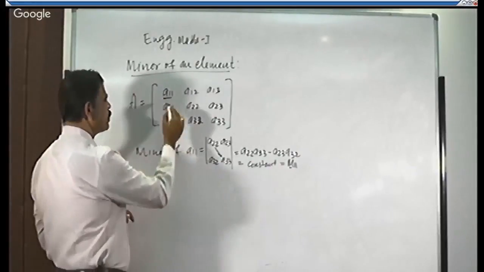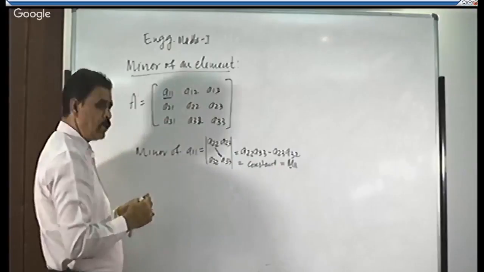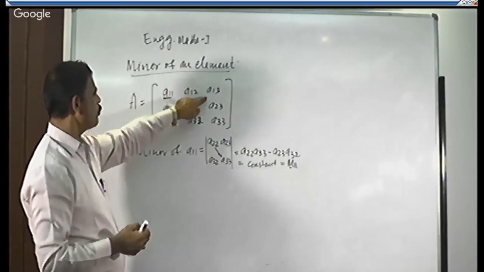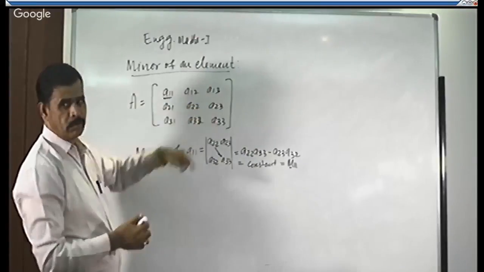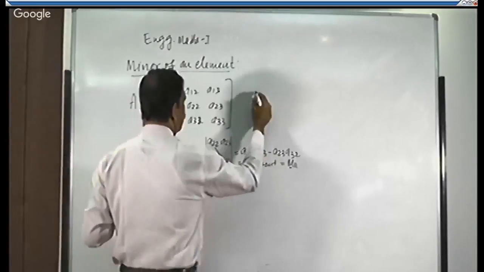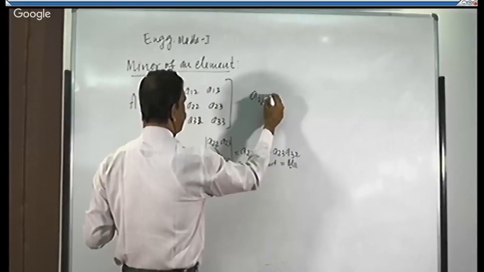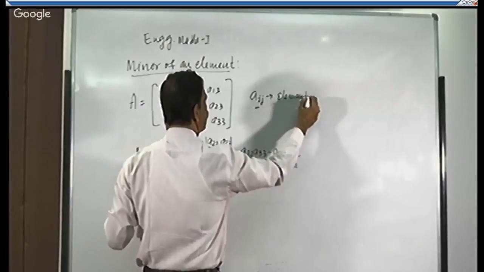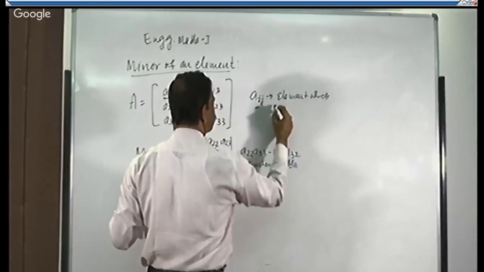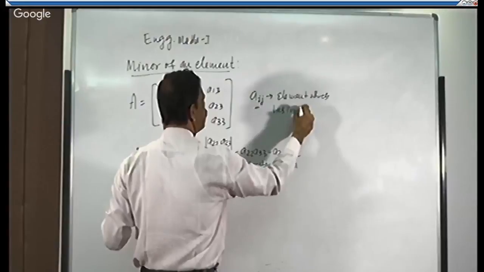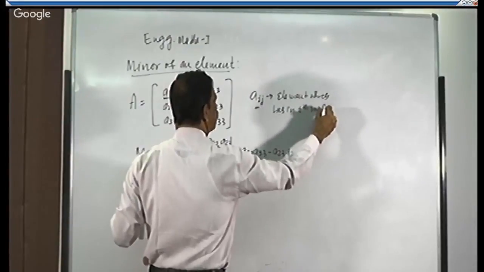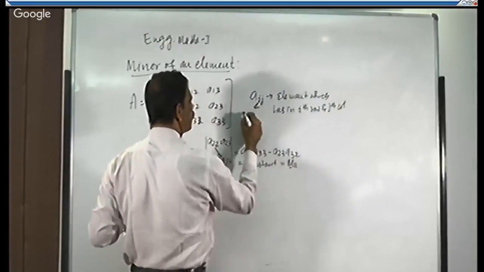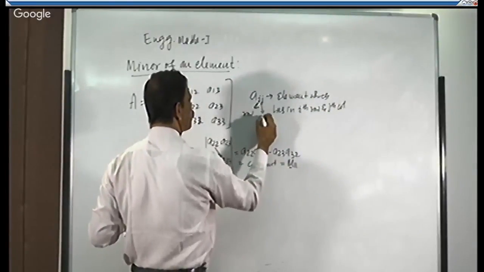Here the numbers written along with A indicate the respective rows and respective columns. Suppose I write an element Aij, which means an element which lies in the ith row and jth column. The first letter always indicates the row, the second letter indicates the column.